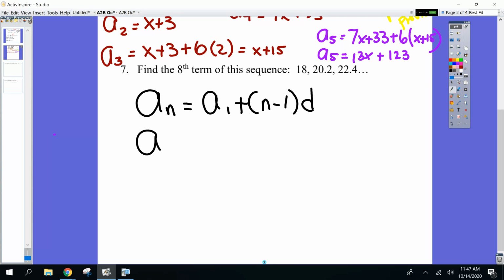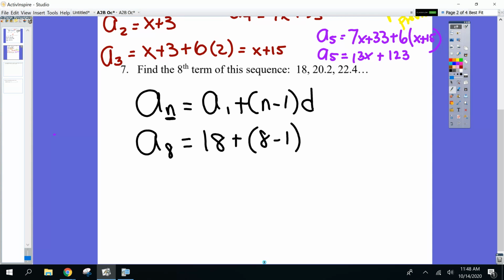A subscript. Remember, what term are you finding? 8. Okay, so 8th term. What's your first term? 18. Plus, what's the n value you just plugged in on the left side? N minus 1. Well, that's n minus 1, but I got to plug something in for n, which is the same 8. 8 minus 1.